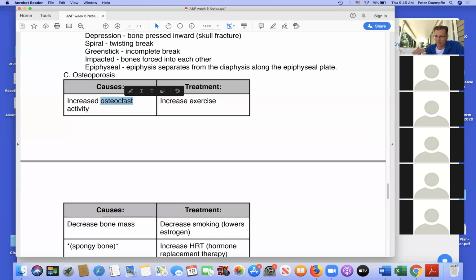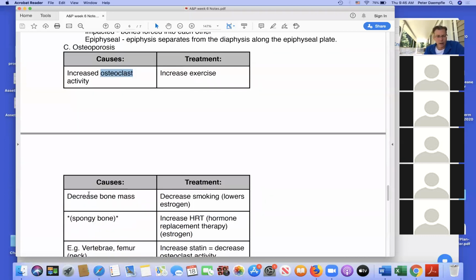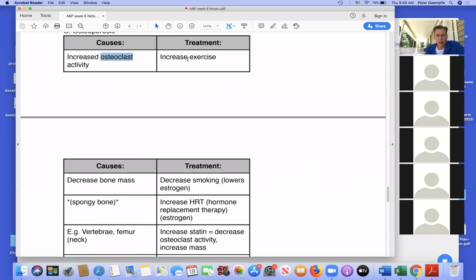So if clasts, the bone breaker, are more active than the bone builder, that's what happens. So what's the reason? Well, there's a lot of reasons. We believe not enough exercise, not enough milk when you're young. Smoking lowers estrogen. Estrogen is the female hormone. Men have it and women have it, but women have it more.